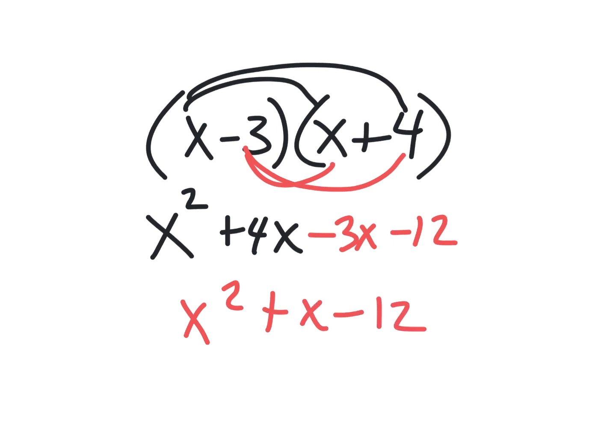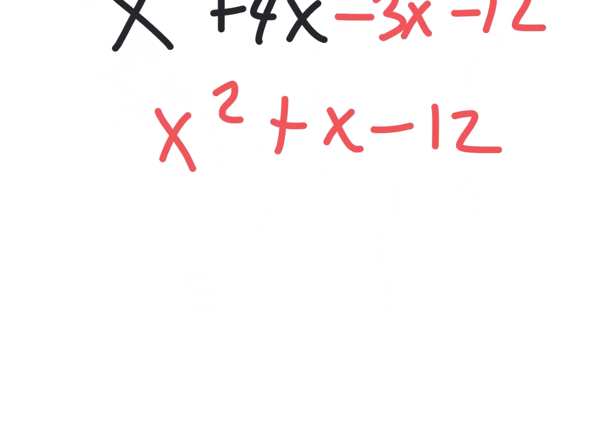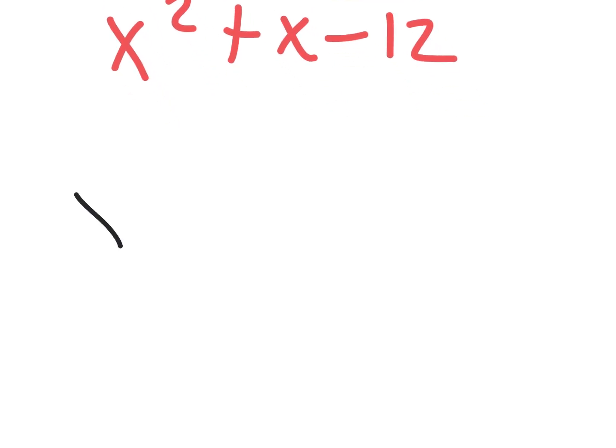Raise your hand if you had that one right. Okay, awesome. Now, tell me this. What are A and B and C? Well, what's A? 1. What's B? What's C? Yep, 1, 1, and negative 12. Okay. Now, I'd like you to use the quadratic formula, and I'll help you in case you forgot it, and stick in A, B, and C.